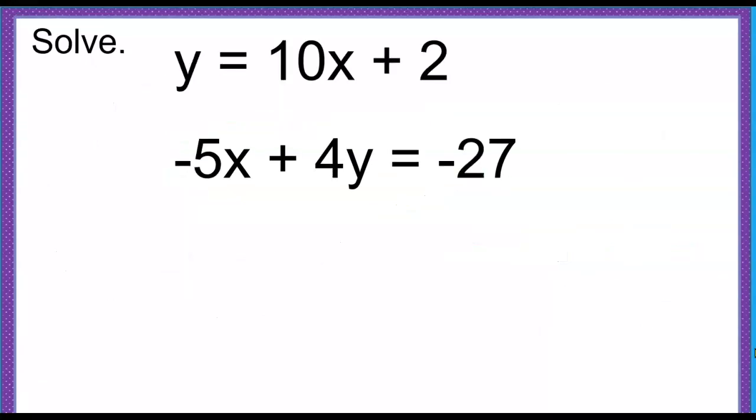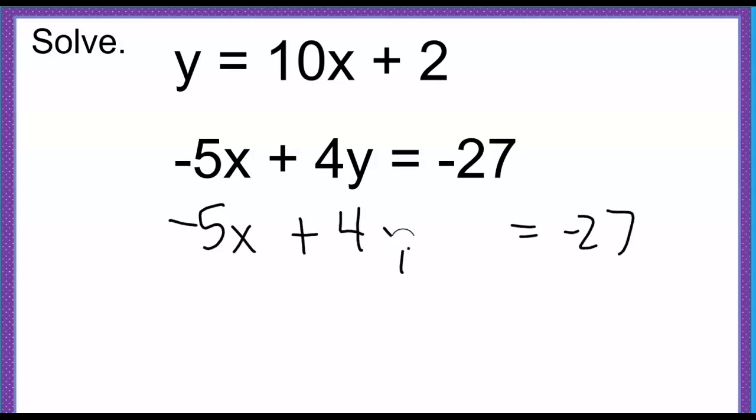Okay, let's take a look at one more question. I have an isolated variable, so now I have a substitute. I'm going to erase and replace the letter y with 10x plus 2. So in my second sentence, I write everything the same, but I erase and replace the letter y because that is what I have a substitute for.